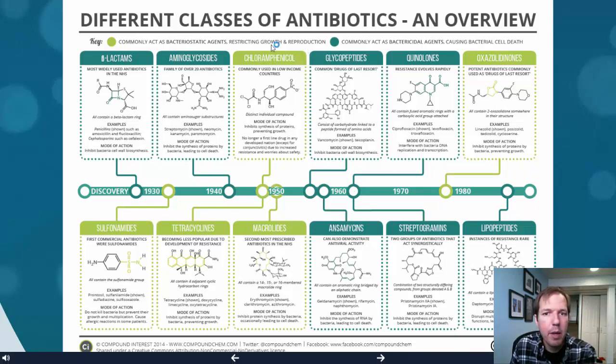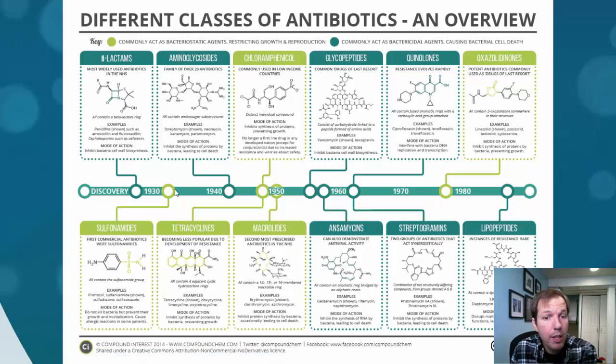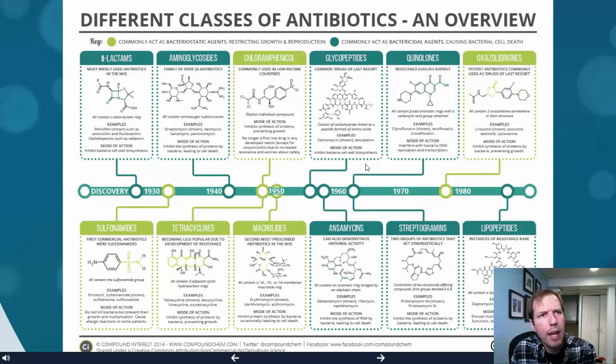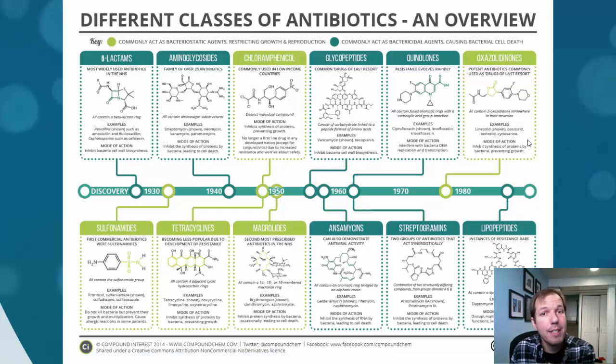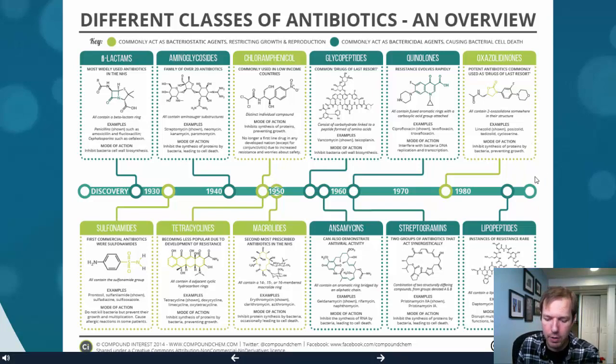So you can see that there are some that restrict growth and reproduction, which are the lighter green, and the darker green are those that cause bacterial death. Each of these different groups targets a different part of the metabolic function of the bacteria. So each of those different modes of action helps it to be particularly effective against a subgroup of bacteria. The discovery of these has extended across the last 100 years, and our toolbox, so to speak, of antibiotics has increased over time as our study of fungus and our chemical synthesis of a few of these has increased.